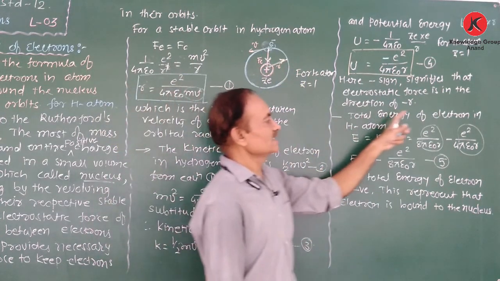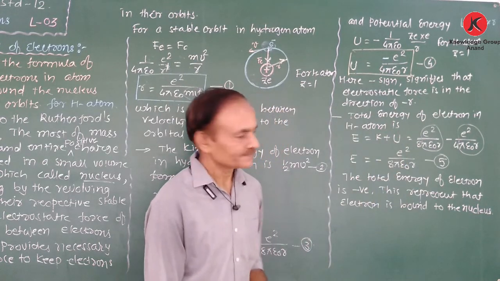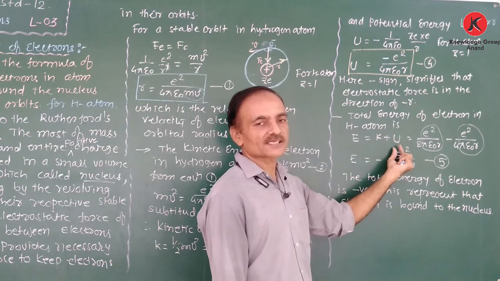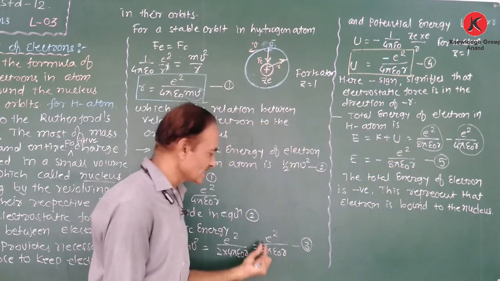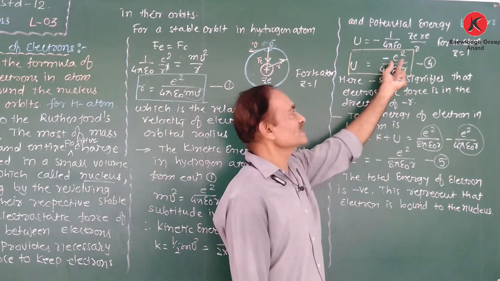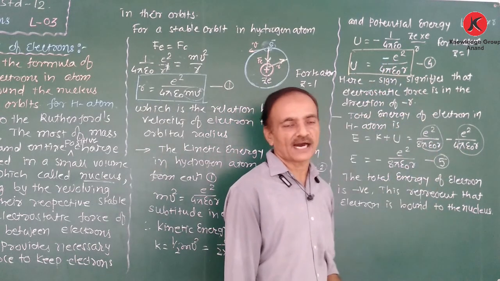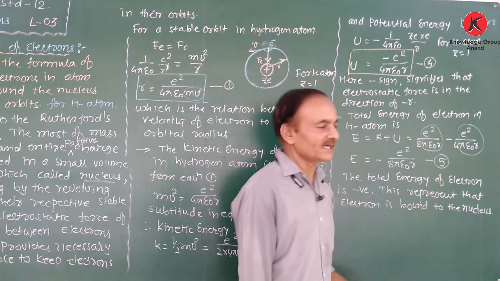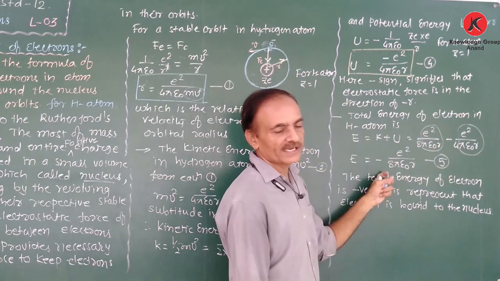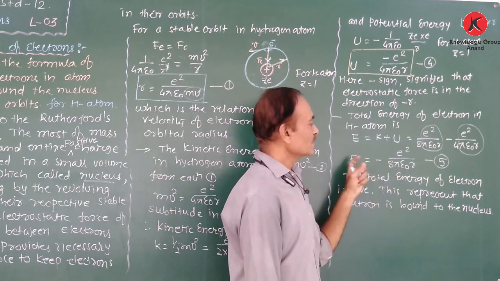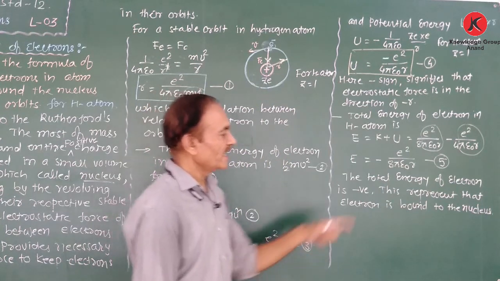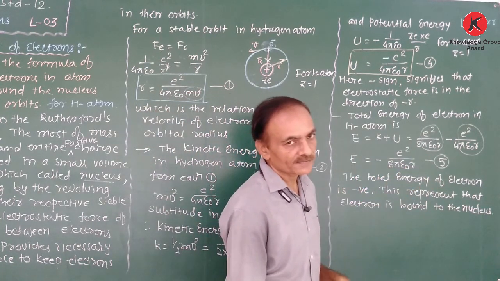Now, the total energy of the electron in the hydrogen atom. Total energy is equal to the addition of kinetic energy plus potential energy. Kinetic energy is e square upon 8 pi epsilon 0 r plus potential energy is minus e square upon 4 pi epsilon 0 r. These two terms are constant, therefore 1 upon 8 minus 1 by 4, so minus 1 by 8 is remaining. Therefore, total energy E is equal to minus e square upon 8 pi epsilon 0 r.